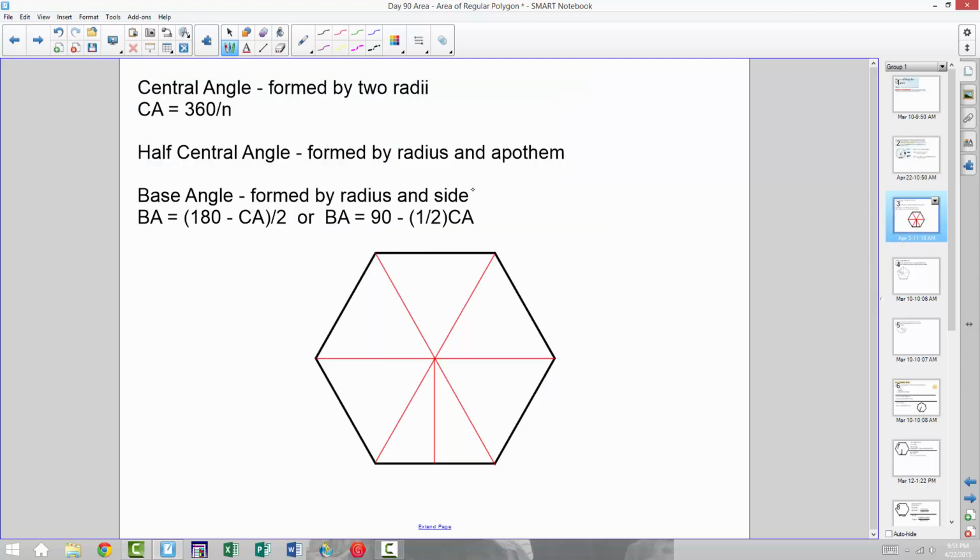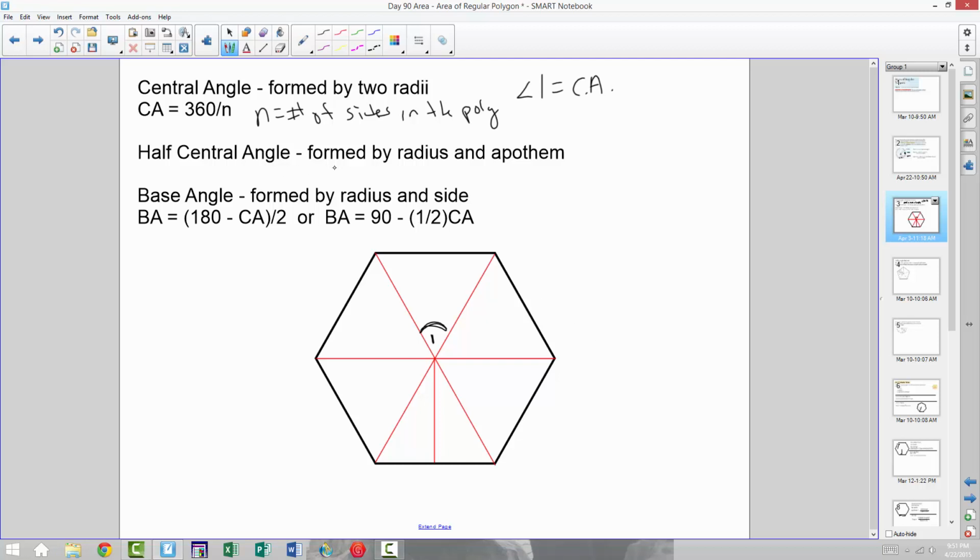You have a central angle that's formed by two radii in a regular polygon, and the central angle is equal to 360 divided by n, where n is equal to the number of sides in the polygon. So in this example, angle 1 is my central angle.